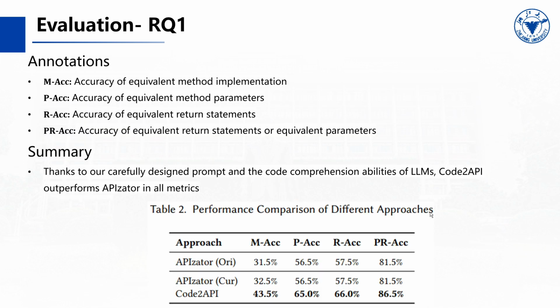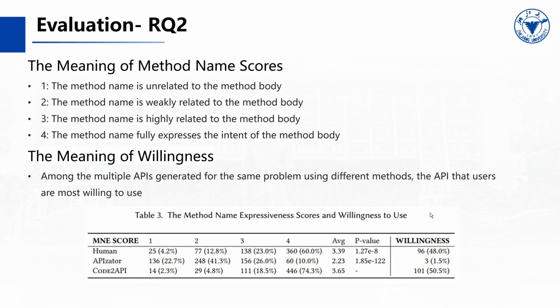The results of RQ1 are shown in Table 2 of the paper. Overall, thanks to our carefully designed chain of thought and ChatGPT's code comprehension ability, Code2API outperforms APIizator in all metrics. In RQ2, we recruited several volunteers to score method names and asked them to choose the API they would be willing to use from those generated by different methods. The scores for method names, from 1 to 4, reflect the relevance of the method name to the method body from low to high. The experimental results show that the average score of method names generated by Code2API is 3.65, even surpassing the human API's 3.39.